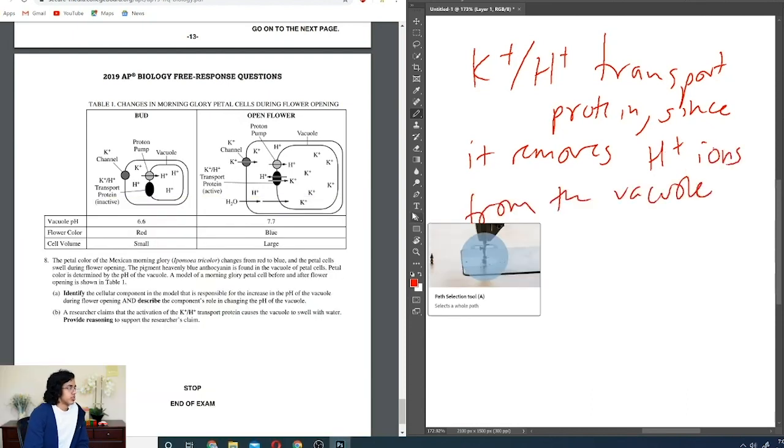What does it mean, the component's role in changing the pH of the vacuole? Is that just what it wants? I think that's all I could say.